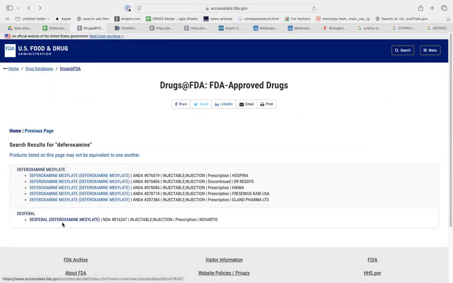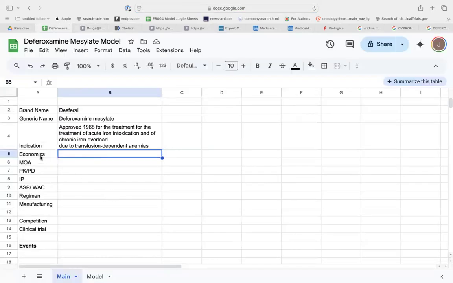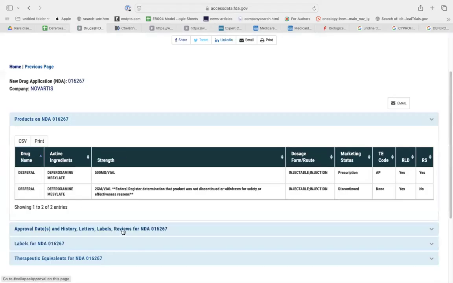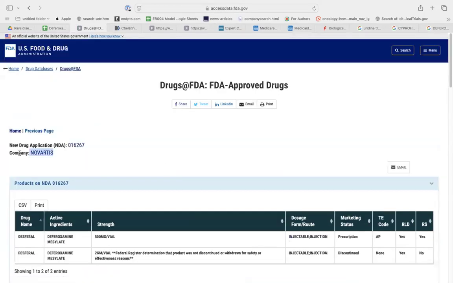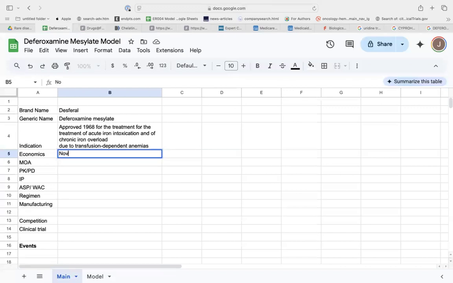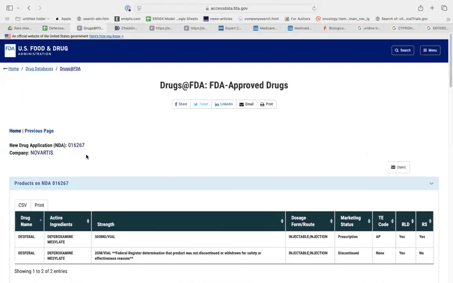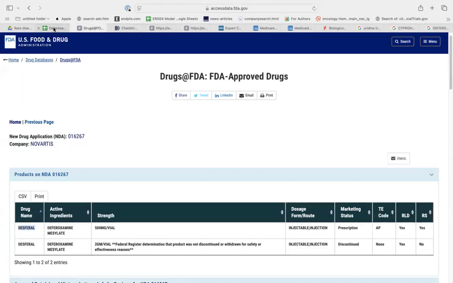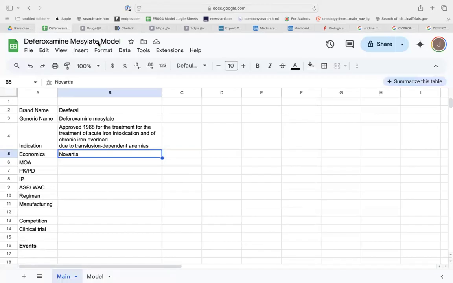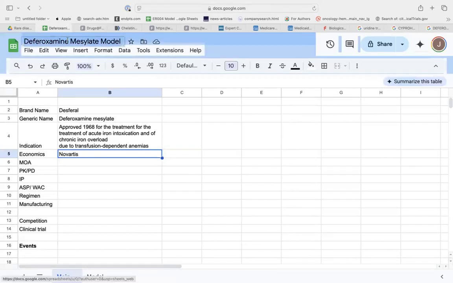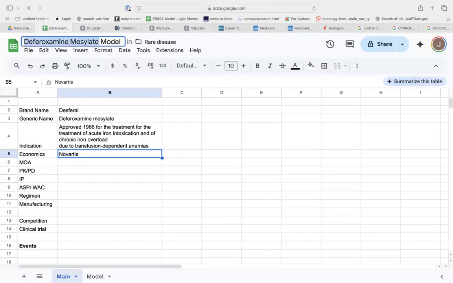Okay, this is all injectable, so it doesn't come as any oral. Economics. I think it's a Novartis drug. Interesting. I'm not sure if it's still a Novartis drug, but let's see. Because we're modeling the branded drug rather than the generic, I would just use the brand name here. Desferal.